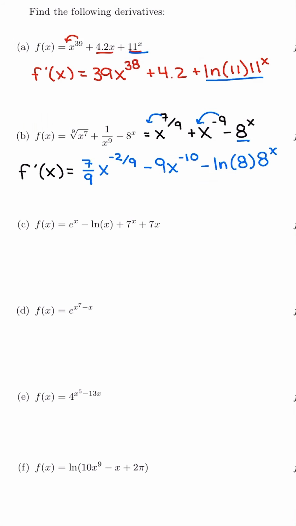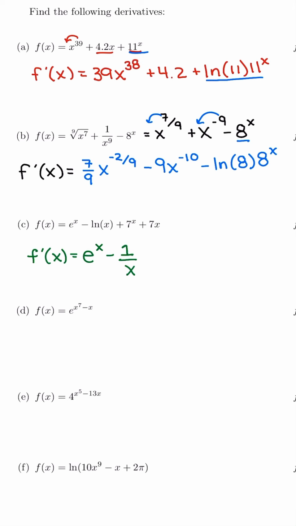Next set of terms does not have to be rewritten. This function doesn't have any roots or fractions to rewrite. So the derivative of e to the x is always e to the x. We have minus the derivative of the natural log of x. Any ln, I can cover it up and think about the derivative of the inside. Derivative of 1x is 1 over the original inside, which is x.